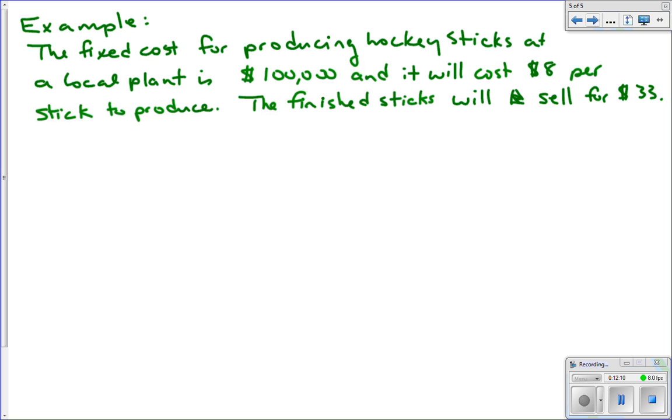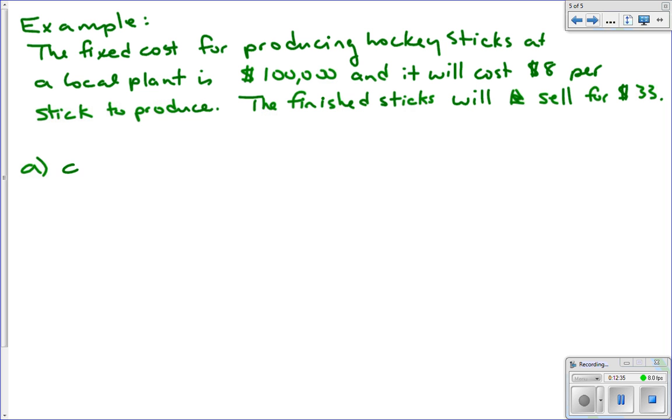So here's our example. The fixed cost for producing hockey sticks at a local plant is $100,000, and it will cost $8 per stick to produce them. The finished sticks will sell for $33. So the first part of this question will be to write the cost function. The second part will be to write the revenue function and then to determine the break-even point.